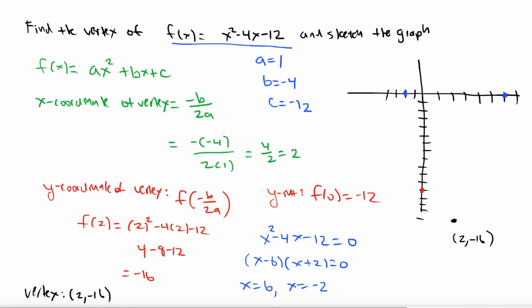So we can finally draw the graph here as a U shape. It's going to cross at those x-intercepts. It's going to cross the y-intercept here, and the vertex is at 2 comma negative 16. So that is where this U shape is going to be. And there we go. So we found the vertex, we found the y-intercept, we found the x-intercepts, and we used those to sketch the graph.